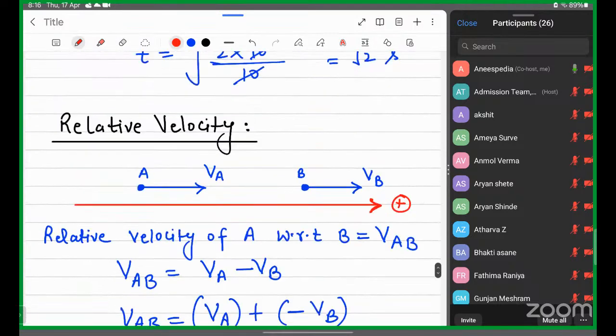If you take the difference, this will be the magnitude of the velocity of A with respect to B as well as the velocity of B with respect to A. But in that case, we cannot decide the direction. For direction, you have to go by the core concept.